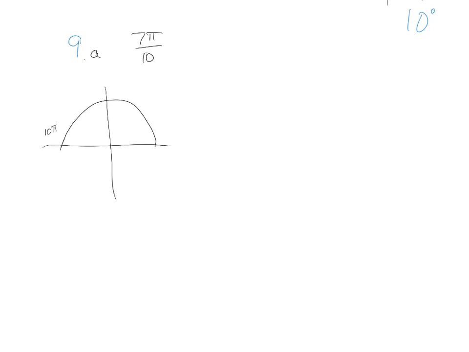This is 10 pi over 10, isn't it? This would be 5 pi over 10, wouldn't it? You with me? Where's 7 pi over 10? About right here somewhere. Okay, 7 pi over 10. So, what's left? Three pi over 10. Because this is 7 pi over 10. 3 pi over 10 added to that would get me to 10 pi over 10, wouldn't it?